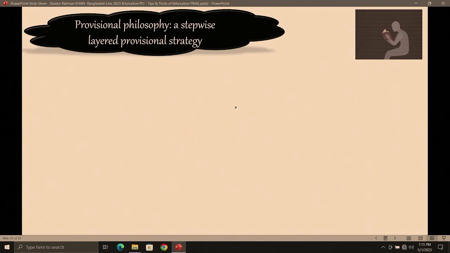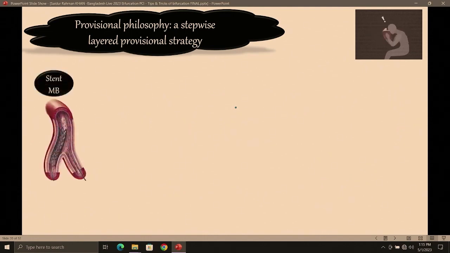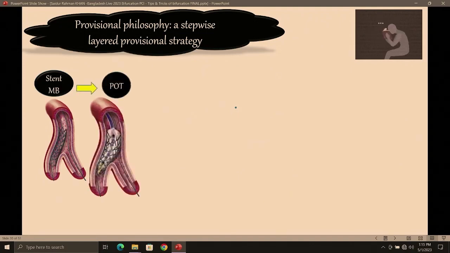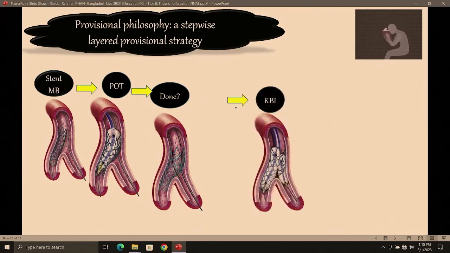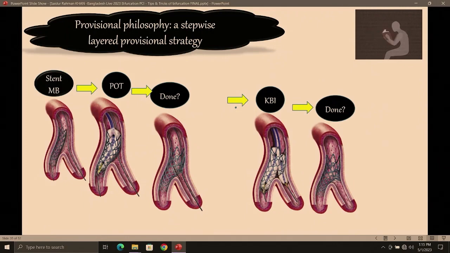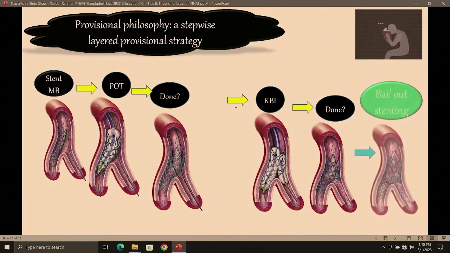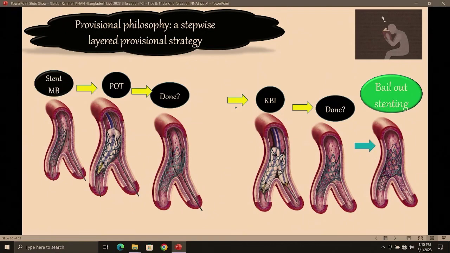What is the provisional philosophy in detail? It is very important to remember all the time that you stent the main branch first and then go for a POT and you are done. Up to that point, the provisional single strategy is ended. But it may go for a KBI. If you go for the EBC main, they have done the kissing balloon inflation for the side branch and the distal main branch, and then it is finished, you can stop there. But it may end up with a bailout two-stent strategy. Up to these things are the provisional philosophy.